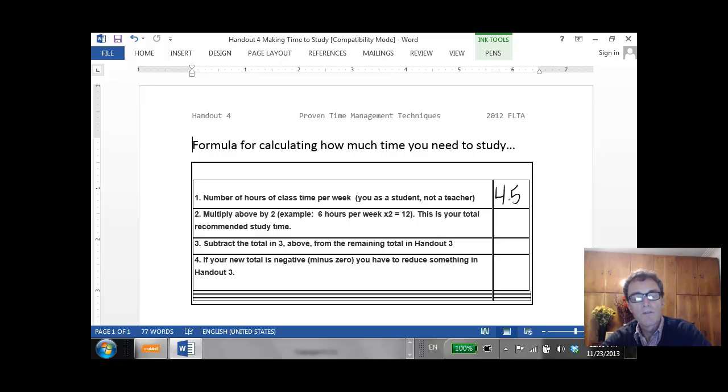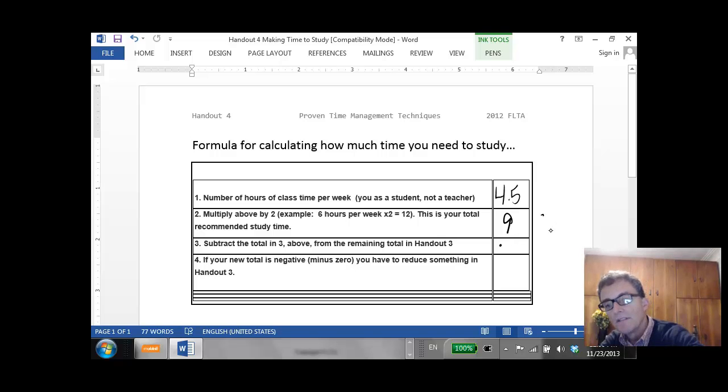That means that universities cannot cancel more than a certain number of classes because the minimum number of hours that students meet has to be around 30 for each class. So we're going to multiply that by 2, and that will give us 9. And then we're going to subtract the total in 3 from the remaining total in handout 3. Now remember, I told you that I had 20 hours. So I put 20 here, and I take 20 minus 11 minus 9 equals 11.